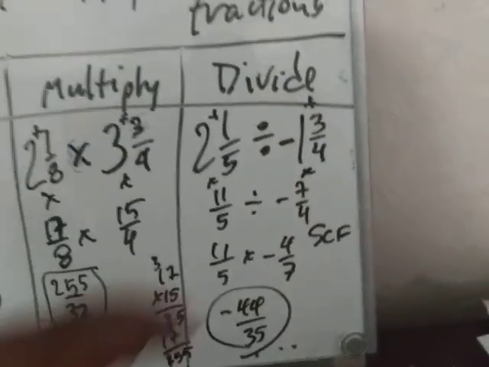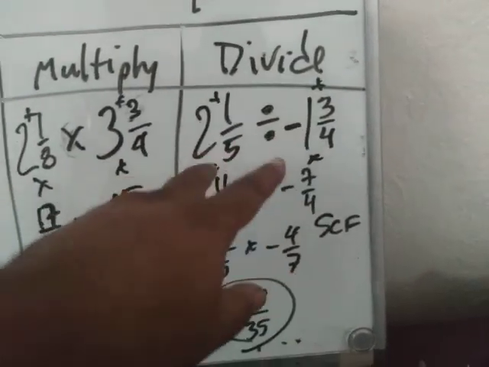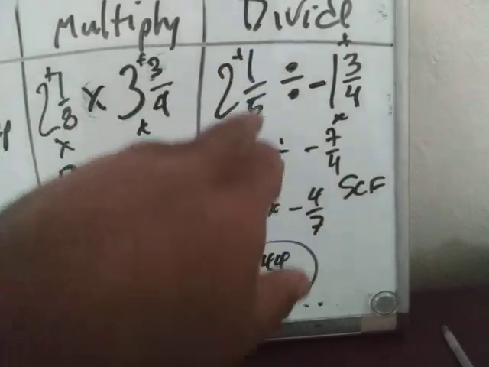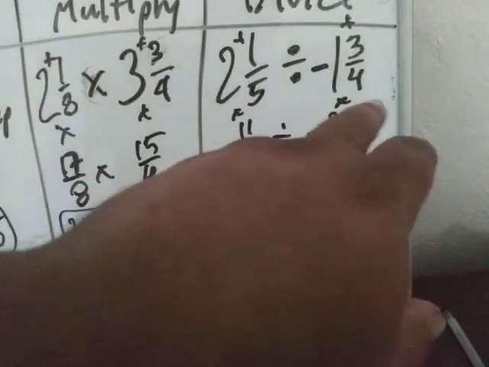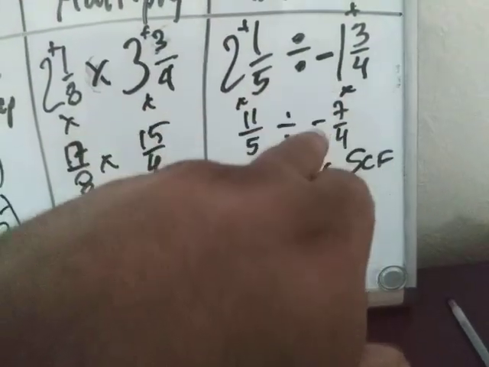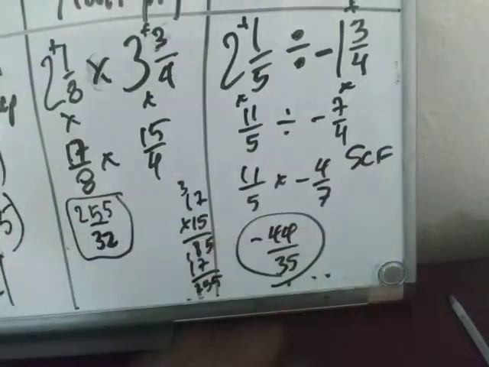Divide. Well, if you see two mixed numbers, you know you have to change them to improper fractions first. So 2 times 5 and plus 1 is 11 over 5. And 1 times 4 is 4 plus 3 is 7. And put that in a negative. Once a negative, always a negative. So the negative slides down.